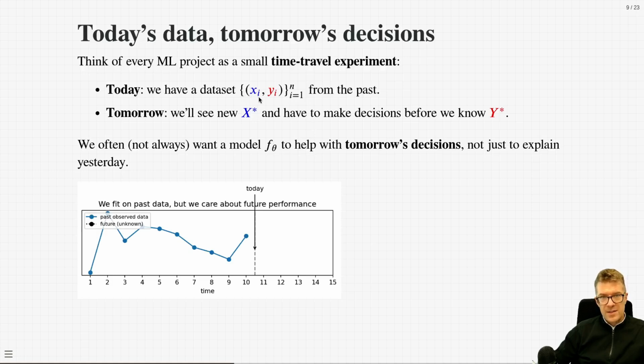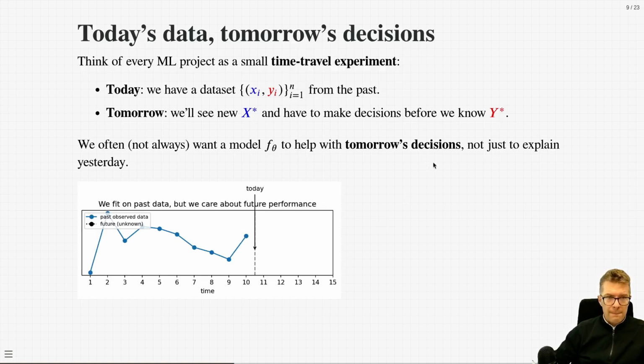We call it x sub i, y sub i. These are our inputs and outputs. x sub i can be a vector of numbers, right? We have several measurements. We have n data points, so i goes from 1 for the first data point to n, from the past. And we're going to have a new x star in the future, new measurements in the future, and we want to make decisions about y star without necessarily knowing it.